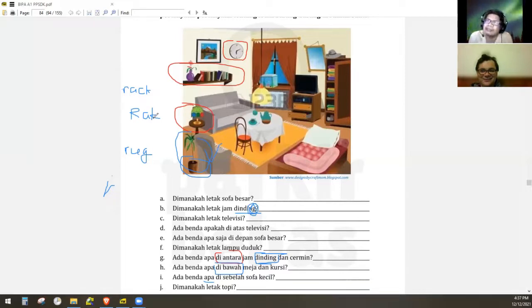So in Indonesian we usually say pot tanaman. So we are focusing on the pot, not the plant. Like the pot. I don't know why. Pot.